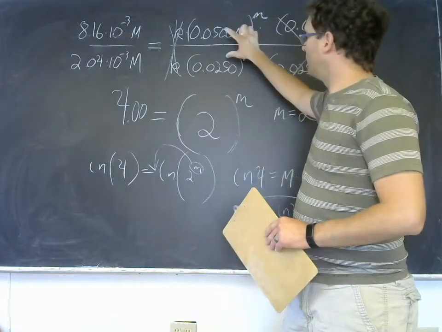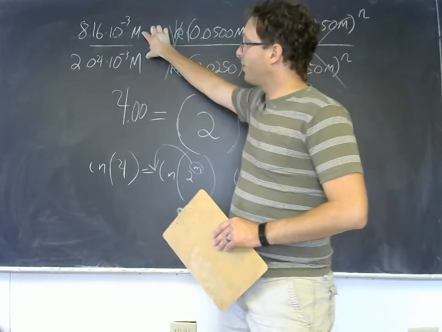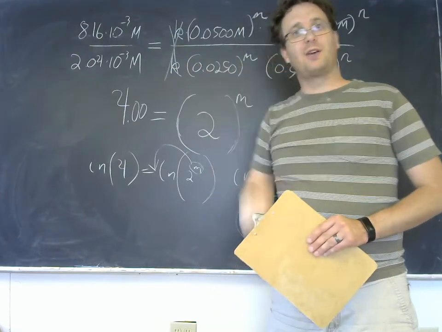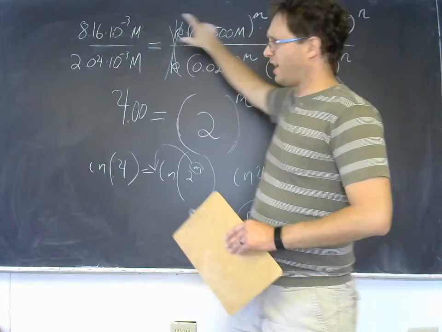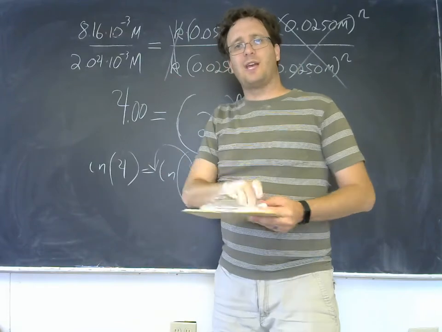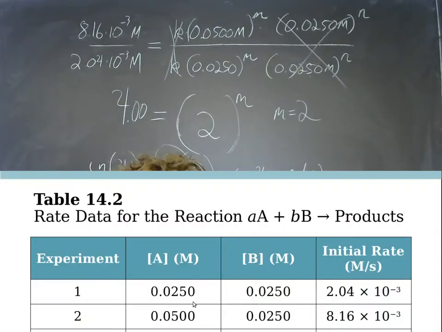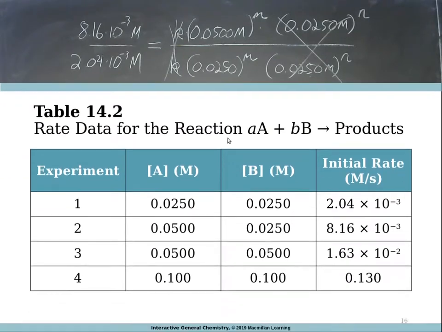If you double your concentration and the rate quadruples, like we've done here, that's second order. If you double the concentration and the rate remains the same, that's 0th order. So let's go back to our data here. Basically what we found out is that our reaction is second order with respect to A.